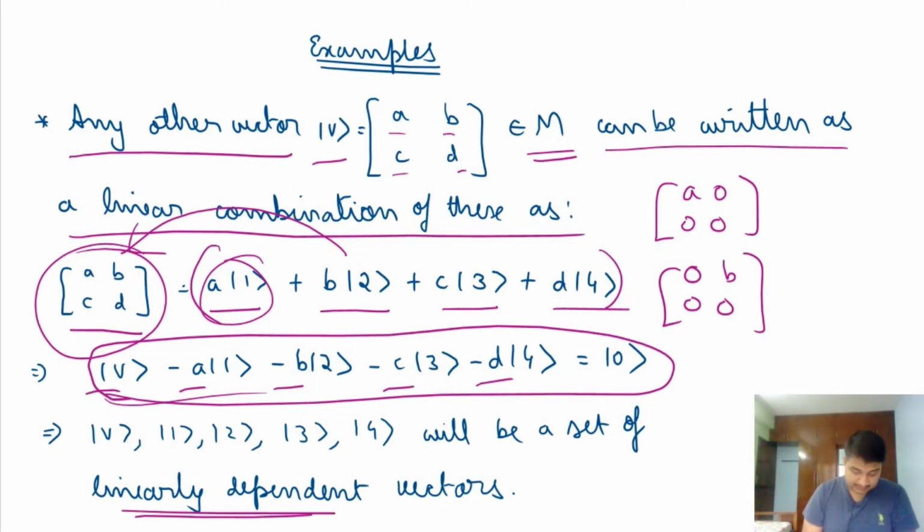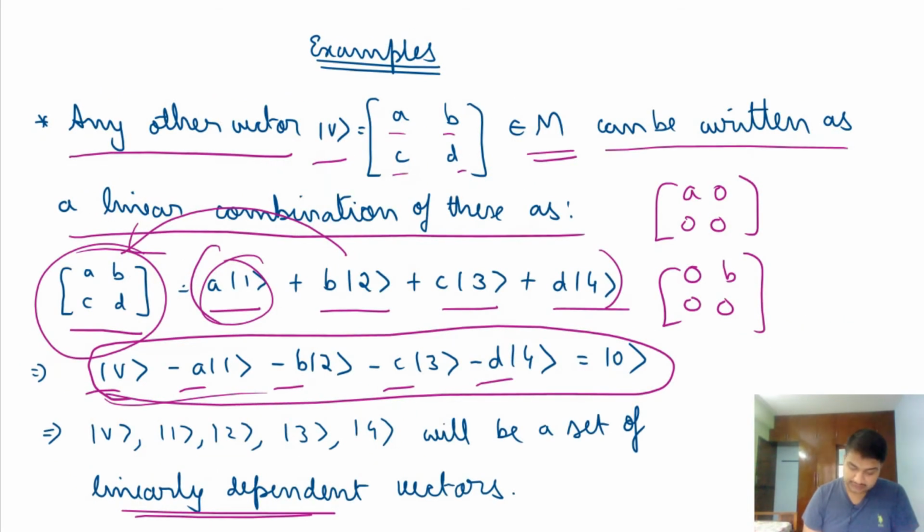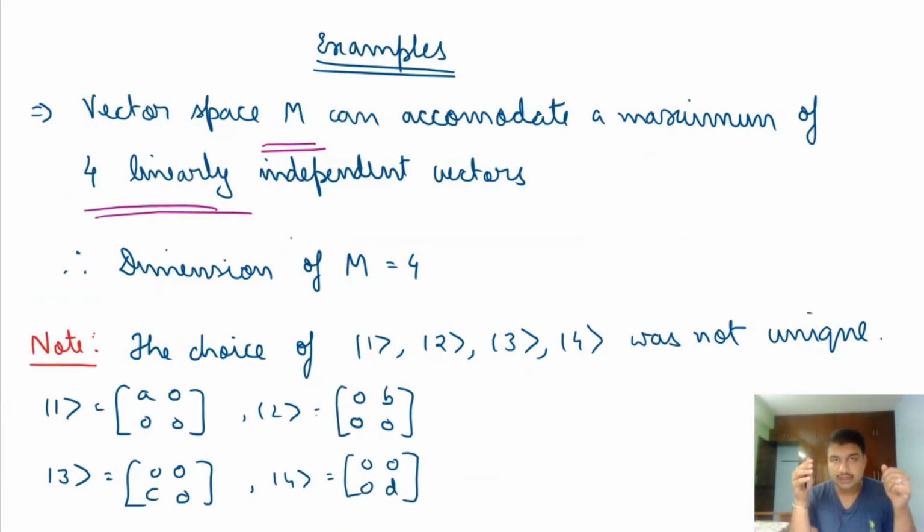So that means that vector space M can accommodate a maximum of only 4 linearly independent vectors, because if we choose any fifth vector, then we see that the set will become linearly dependent no matter what vector we choose. So therefore we cannot have 5 or more vectors which are linearly independent in this vector space. So the maximum number of linearly independent vectors is 4. So therefore the dimension of this vector space is 4.